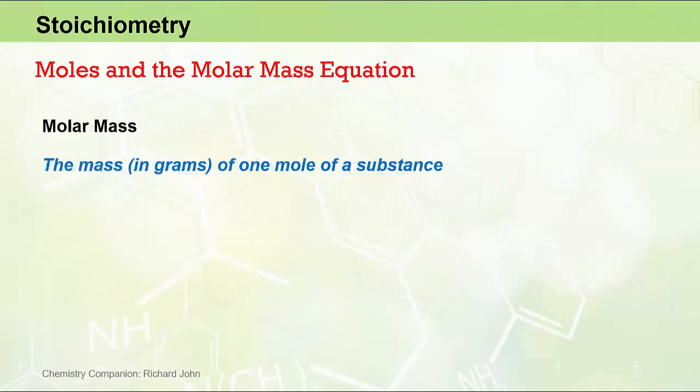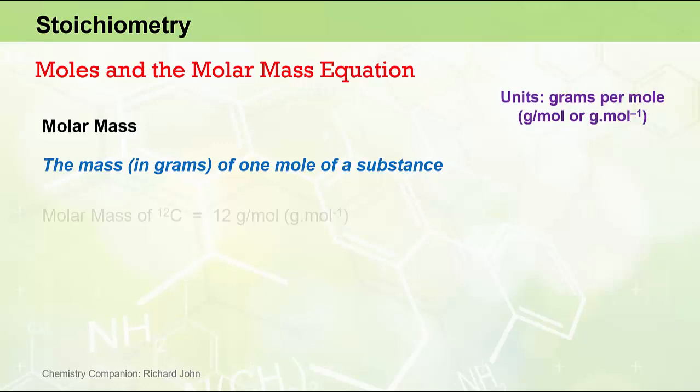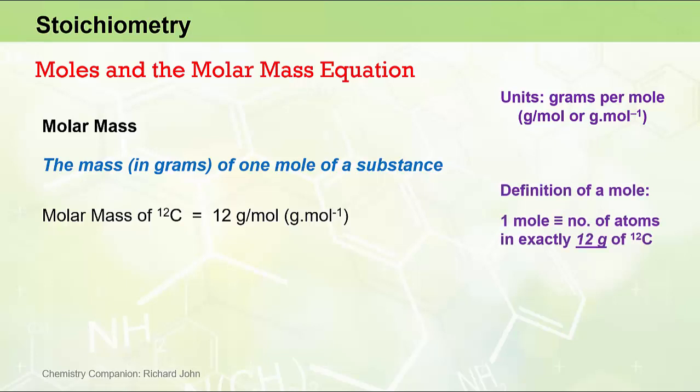The molar mass of a substance is defined as the mass in grams of 1 mole of a substance, and it has the units of grams per mole. Now importantly, the molar mass of carbon-12 atoms is 12 grams per mole, and this comes directly from the definition of a mole, where we note that 1 mole is equivalent to the number of atoms in exactly 12 grams of carbon-12. So that definition provides this relationship here, where we have 1 mole of carbon-12 on the left-hand side, an expression of amount, being equivalent to 12 grams of carbon-12 on the right-hand side, an expression of mass.